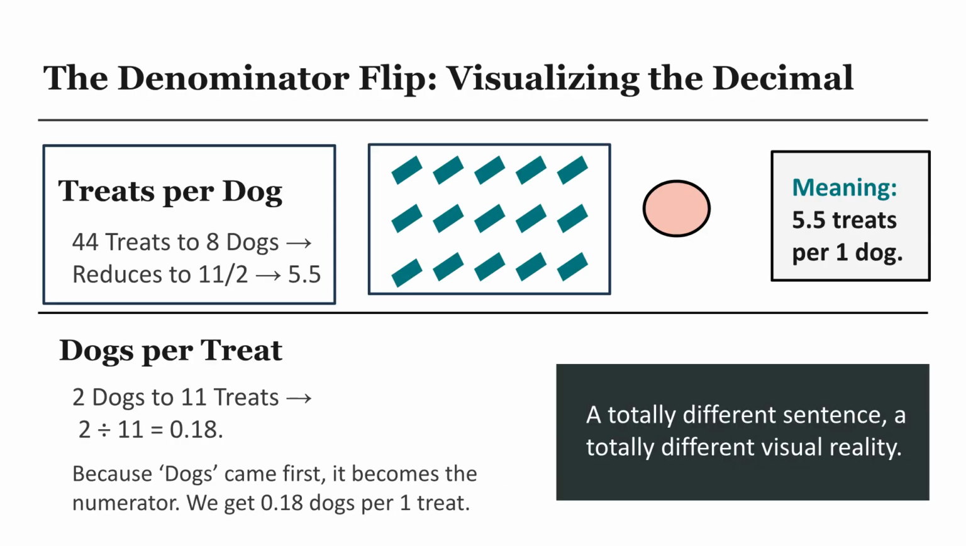Let's visualize the denominator flip with dogs and treats. Depending on which number comes first, the resulting decimal sentence tells a totally different story. The numerator dictates the narrative of the ratio.